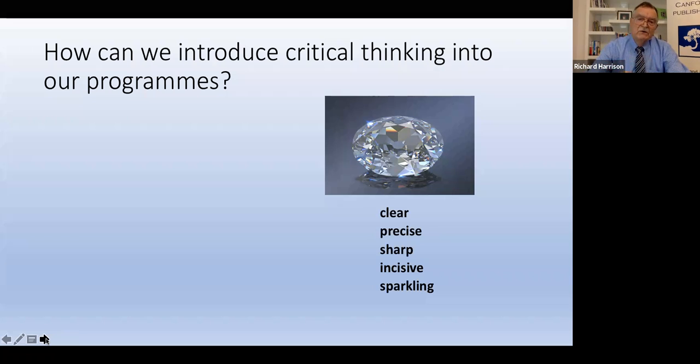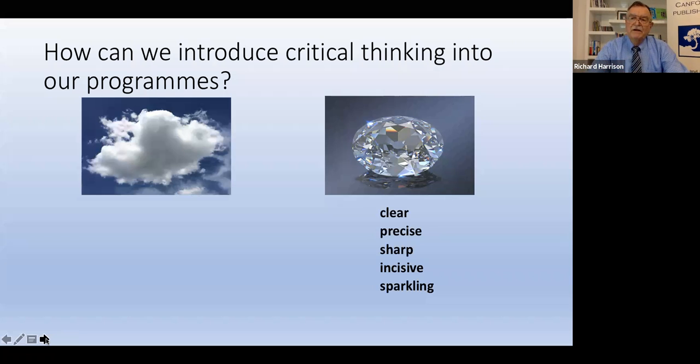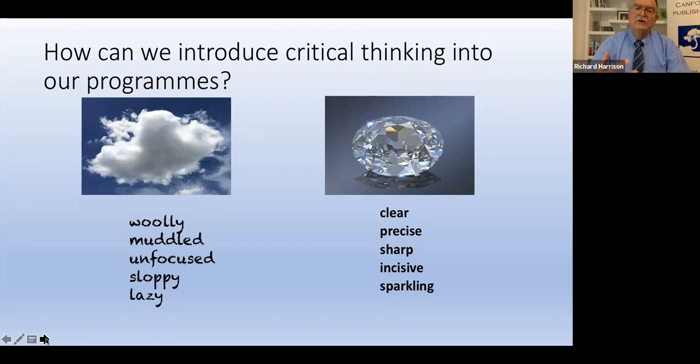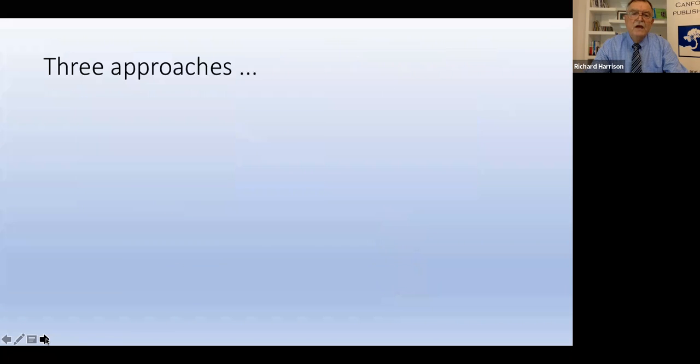as opposed to what we do a lot of the time, which is rather, and I use this image of a cloud or a cotton wool ball, thinking that is woolly or muddled or unfocused or sloppy or lazy. And this, I'm afraid, is what we do a lot of the time. So how do we train our students to get from the muddled thinking to the clear and precise and sharp thinking? So I'm recommending 3 approaches here.